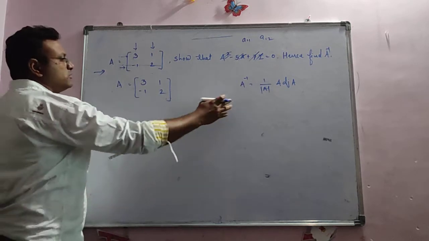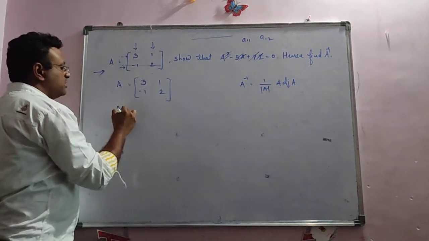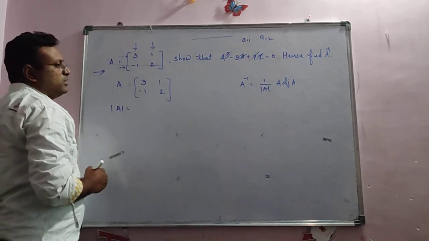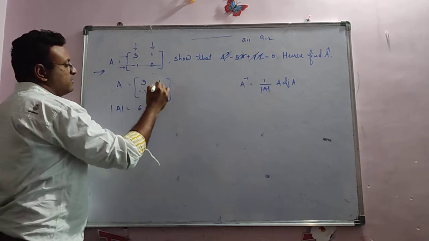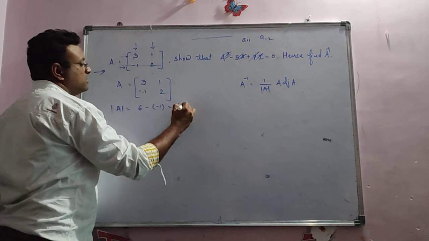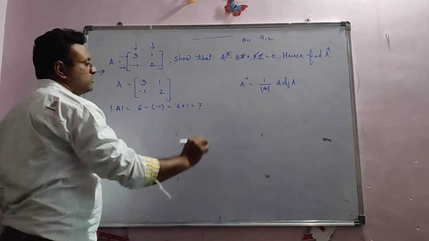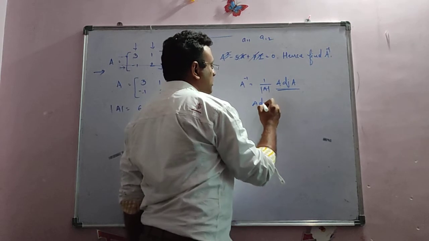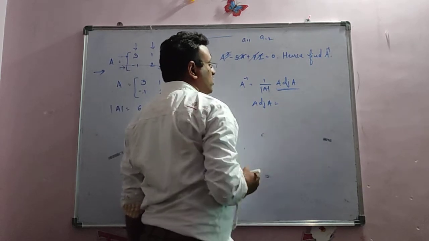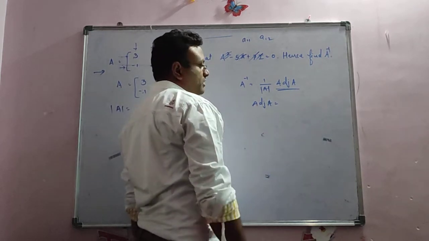First of all, we will find the determinant of A. Determinant of A is 3 into 2, 6, minus 1 into 1, minus minus plus 1, that is equal to 7. While finding the adjoint of A, we will find the cofactor matrix.